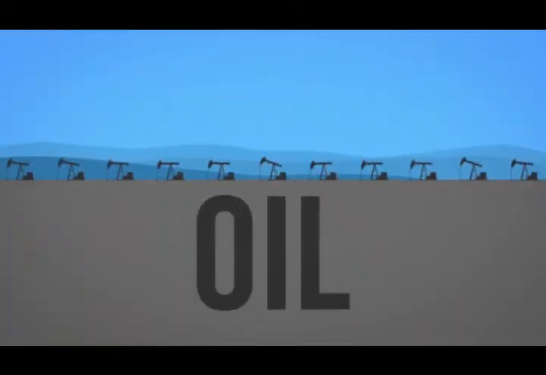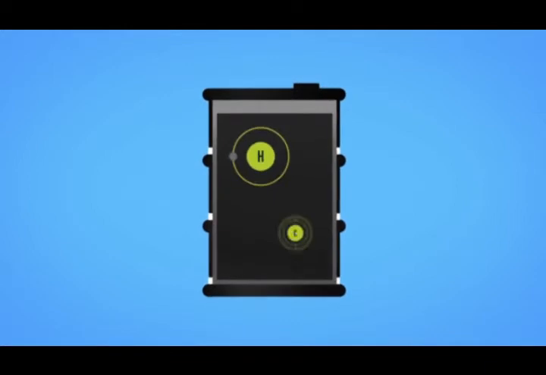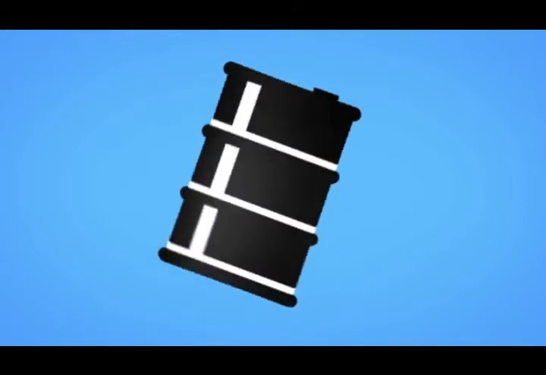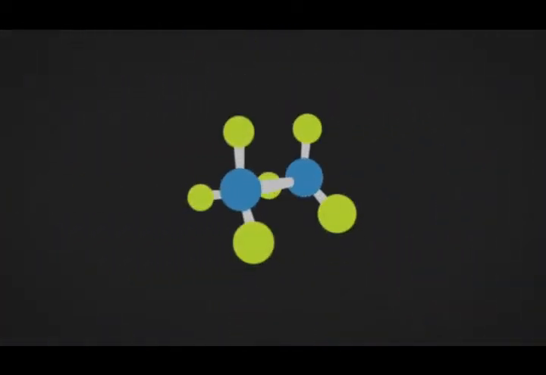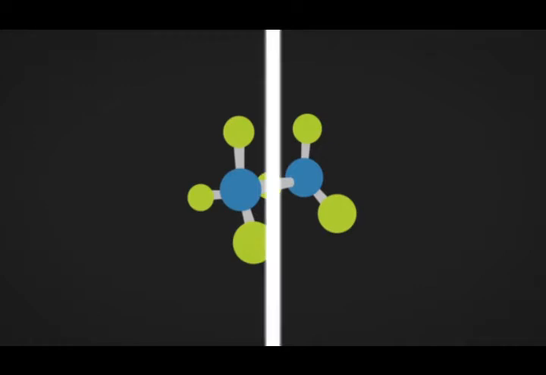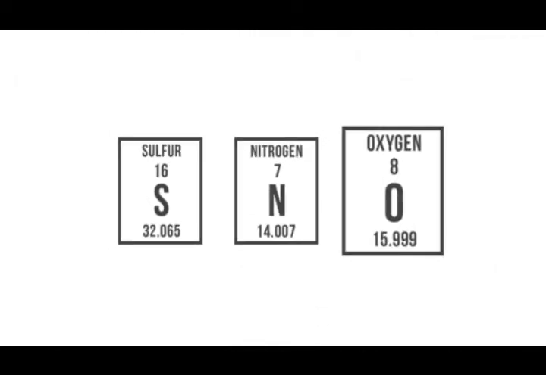Oil. Oil, otherwise known as petroleum or crude, is a thick black liquid composed primarily of hydrogen and carbon. The physical properties of oil, such as its thickness, vary greatly depending on the specific combination of hydrocarbon molecules. Oil also contains trace elements of sulfur, nitrogen, and oxygen.